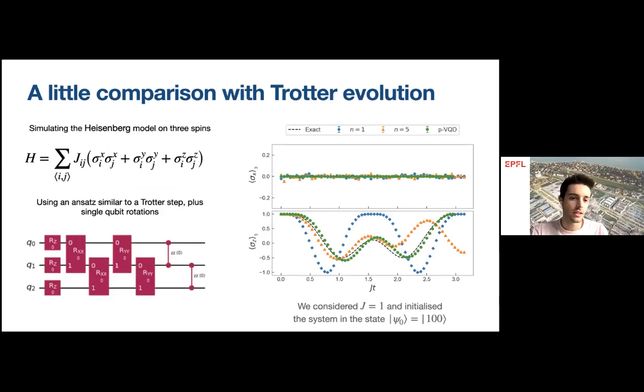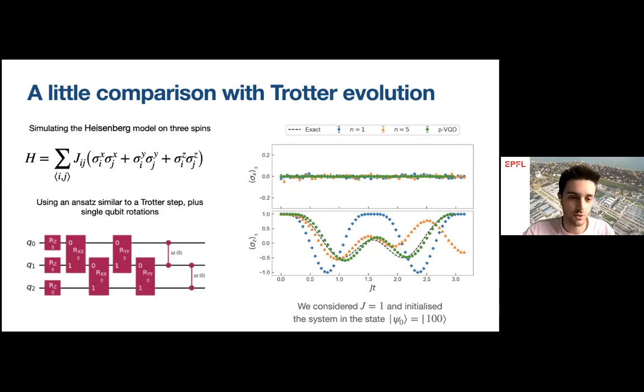And as you can see here, I studied another system, which is the Heisenberg model, on 3 spins using the PVQD and the Trotter. The PVQD with the following ansatz that you see here can be considered as a Trotter step of depth 3, because it has 2 times this structure plus a single Trotter step. And as you can see, it performs better than Trotter with n equals 5. So it's good for the Heisenberg model.